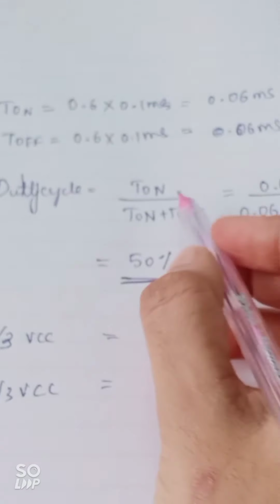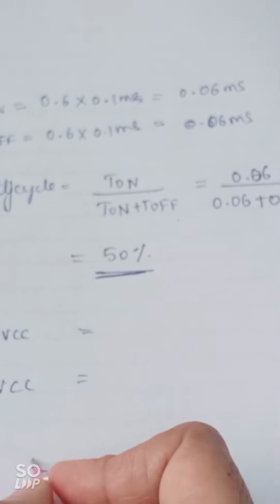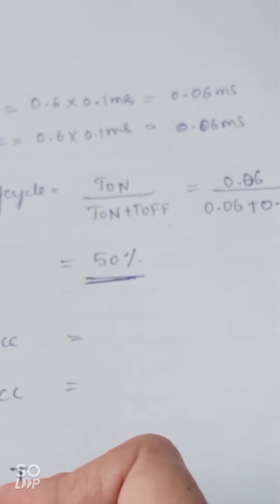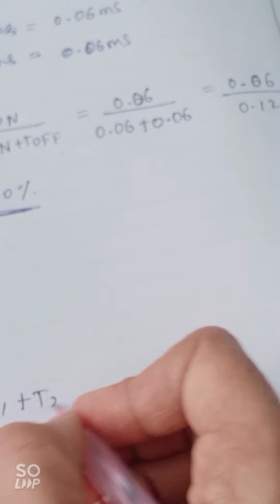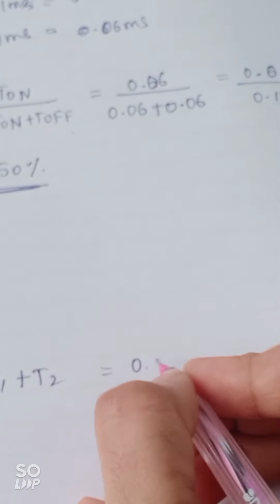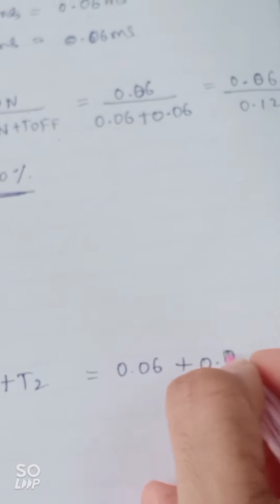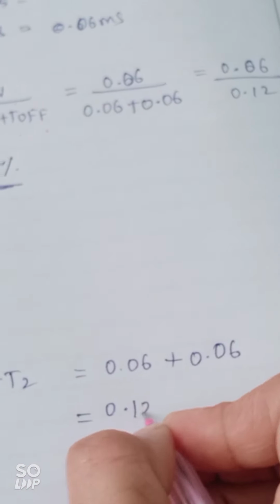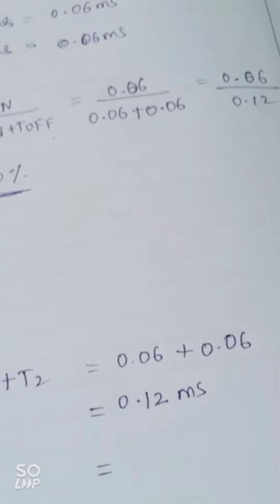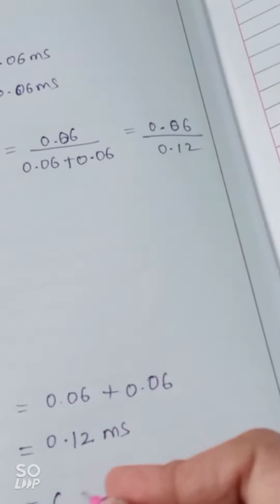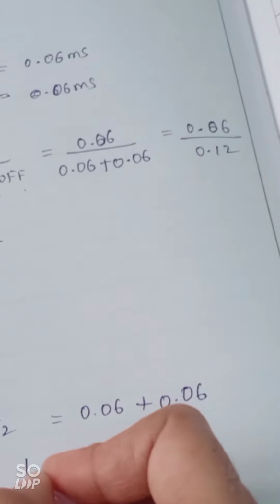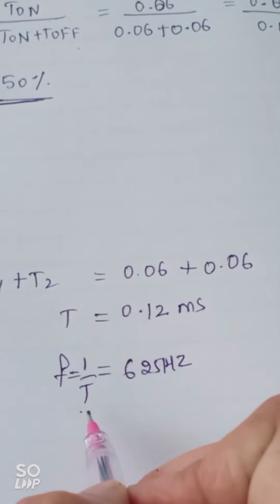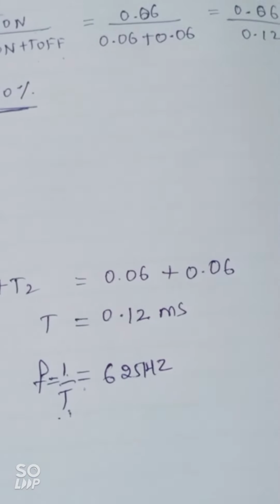Frequency can also be calculated from these values only. First we need to calculate T, and then 1/T. T is T on plus T off, or we can take T1 plus T2. So 0.06 plus 0.06 milliseconds, so we are getting 0.12 milliseconds. For this T value, 1/T gives 625 Hertz frequency.